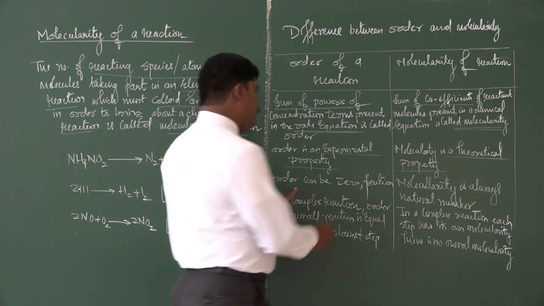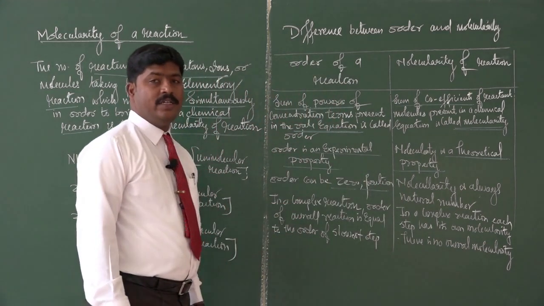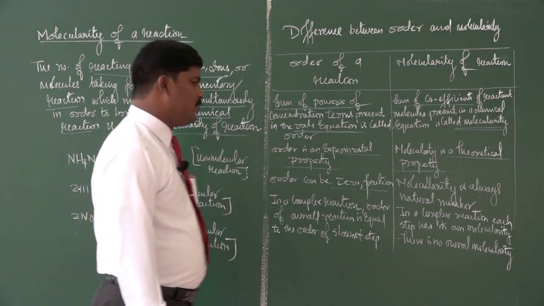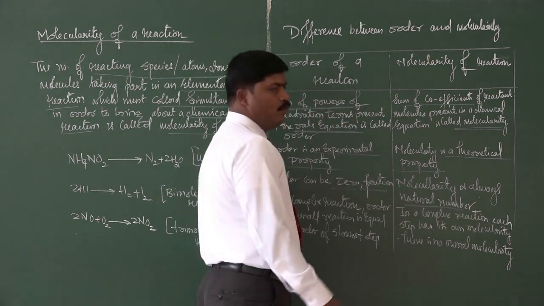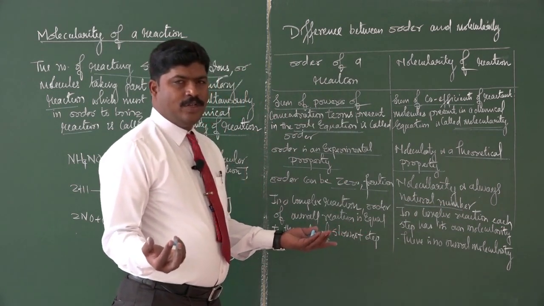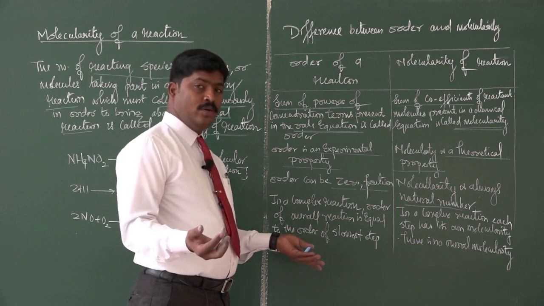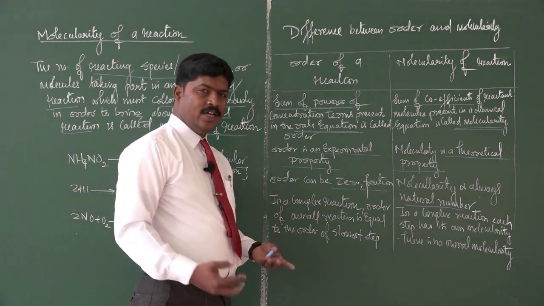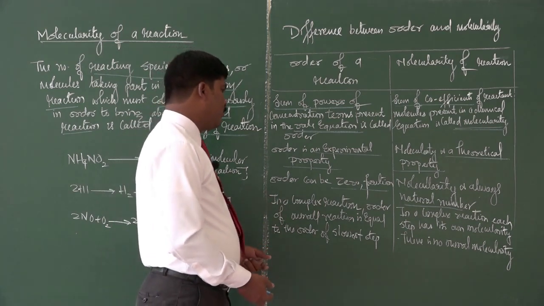Order can be 0 or a fraction. What is molecularity? Molecularity is always a natural number. Molecularity cannot be 0. At least it should be unimolecular, bimolecular, trimolecular, but order can be 0. That we will discuss more later. How can we get a zero order reaction? We will try to discuss that later.